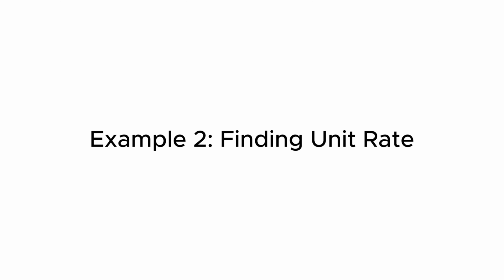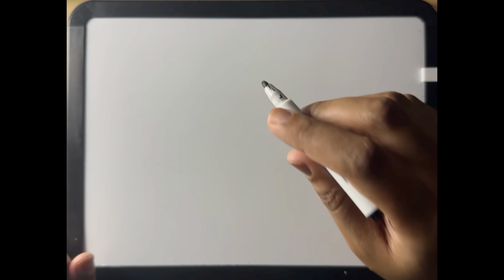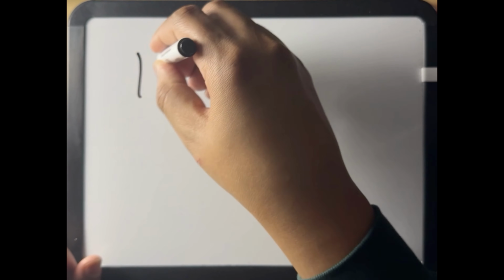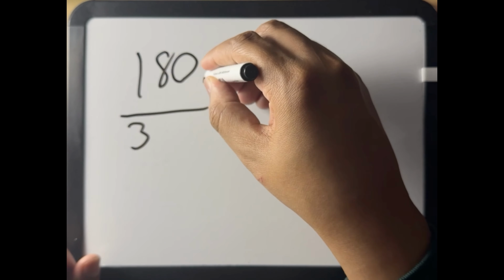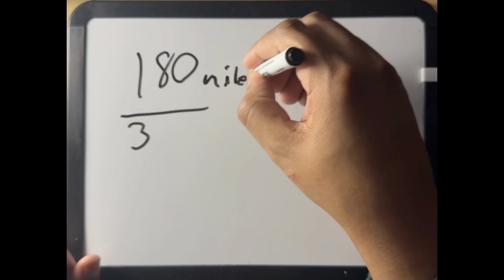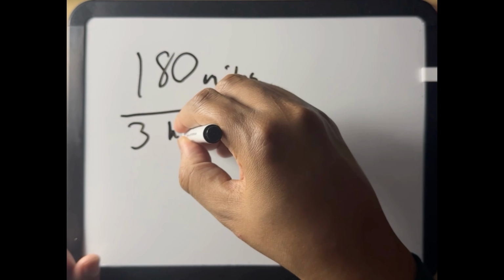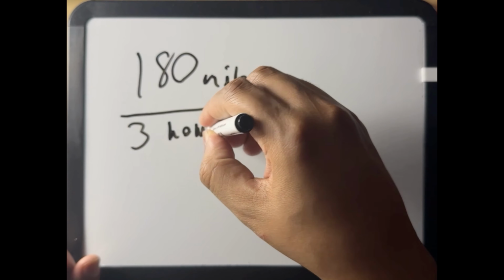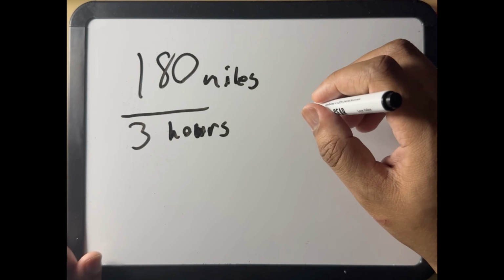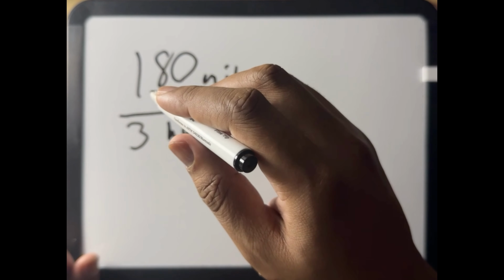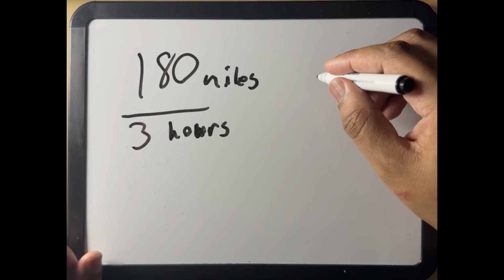Example 2. Finding unit rate. Let's say you're driving 180 miles in 3 hours. What is the unit rate in miles per hour? We can write this out as 180 miles over 3 hours. So what we would do is divide 180 by 3.